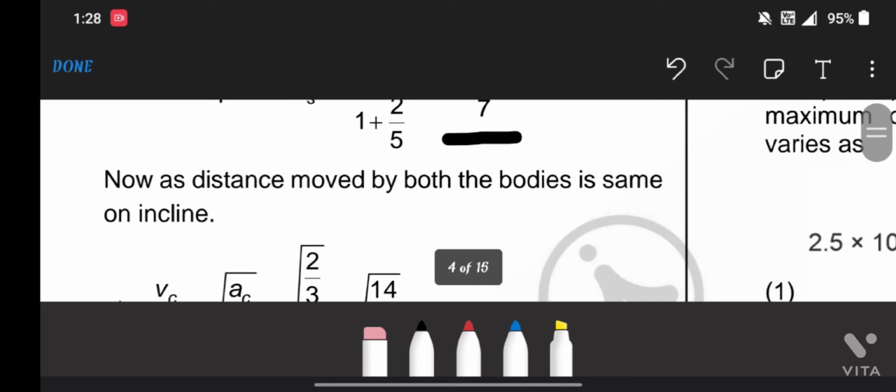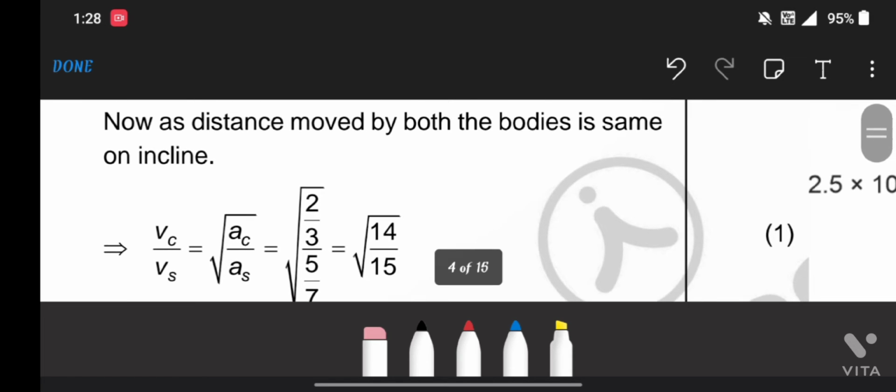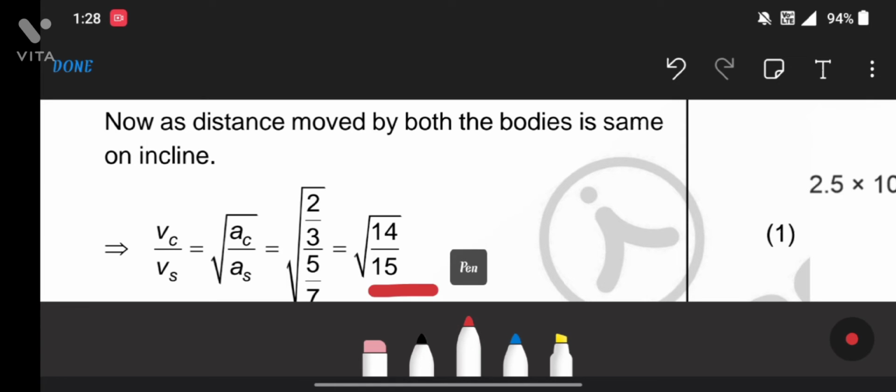Now as the distance moved by both the bodies is the same, let us take it as same only. So v_c by v_s, the velocity, we can take as root of a_c by a_s, that is 2 by 3 by 5 by 7, right? So after this, taking 2 by 3 by 5 by 7, if we solve it, we'll get root 14 by 15. This one we'll get, right?